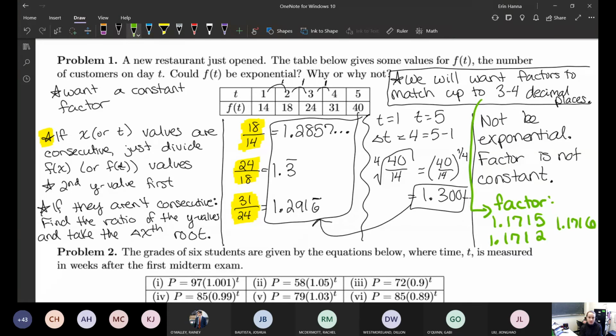So as long as the factors match up to 3 or 4 decimal places, even if the rest behind that doesn't match, we're going to take it to be good enough and say it's exponential. In this case, that still doesn't work because they were different up to the first decimal place. One was 1.2 and the other was 1.3. But if they are similar up to 3 decimal places, we will take that to be good enough and call it exponential. Questions, concerns on that?